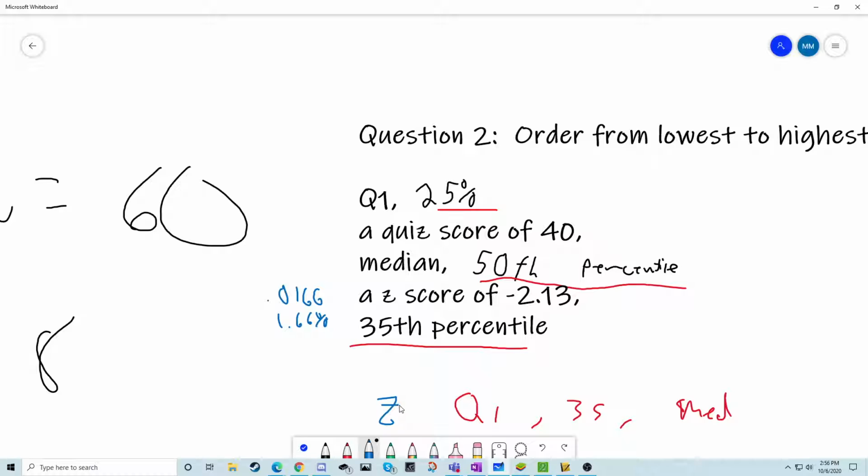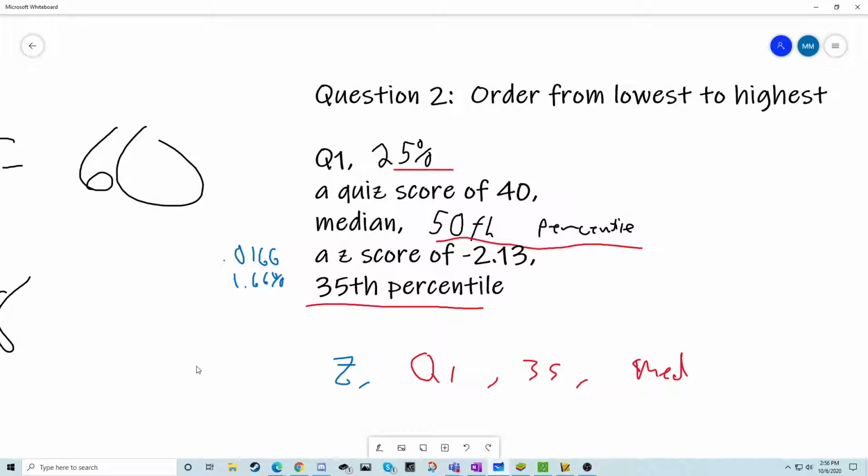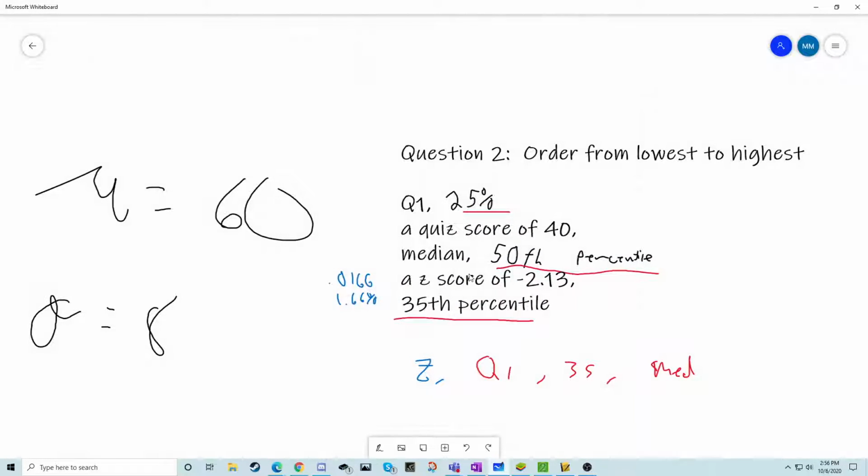So the z-score is lower than that. How about the quiz score of 40? Well, we can only compare things if they're the same type of data. I could change all these quiz scores if I wanted using my normal calculations, but easier would be to change this to a z-score and then maybe back to a percent.